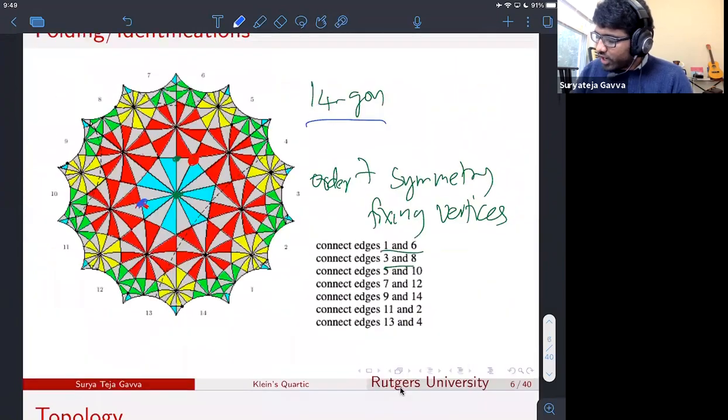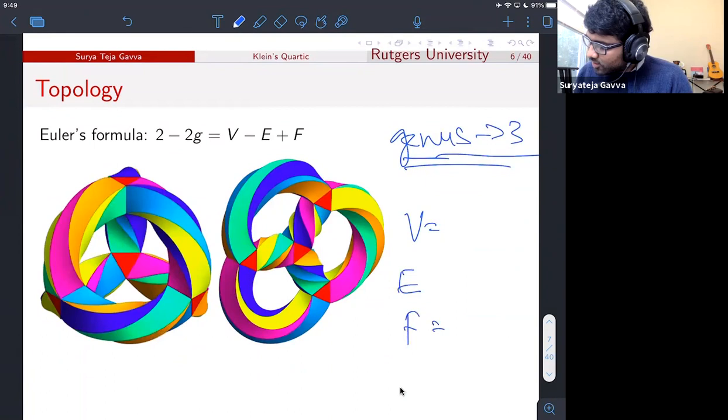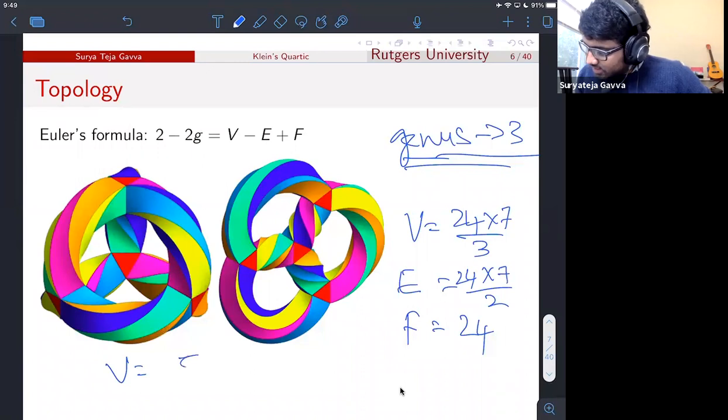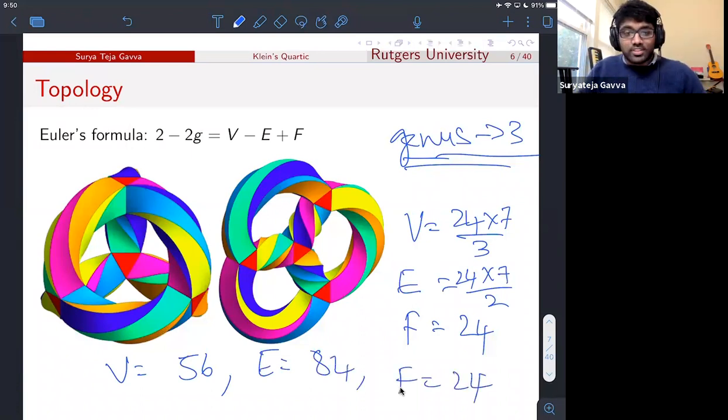For instance, if you just look at it in terms of the tiling by the heptagons, there are 24 heptagons. So can you tell me the number of vertices and edges? Right. Each heptagon has 7 vertices, but each vertex is shared by three heptagons. Similarly, each heptagon has 7 edges, but each edge is shared by 2 heptagons. So in the heptagonal tiling, V turns out to be 56, E turns out to be 84, and F turns out to be 24. Okay, so from this you can compute that the genus is 3.